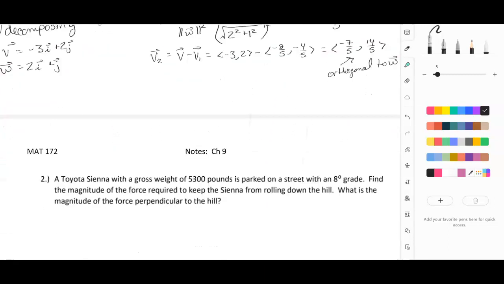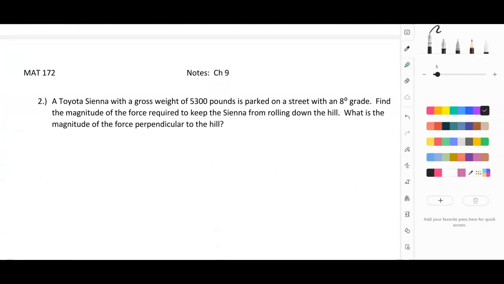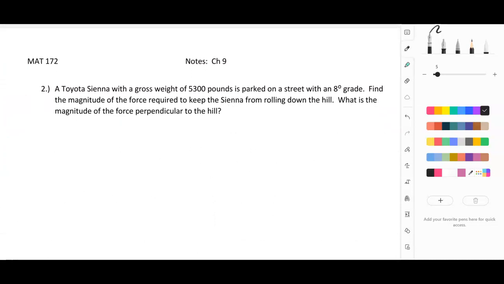Let's look at one more. We have a Toyota with a gross weight of 5,300 pounds parked on a street on an 8-degree angle. We want to find the magnitude of the force required to keep the Sienna from rolling down the hill, and then the force perpendicular to the hill. So this is where we're going to use decomposition.